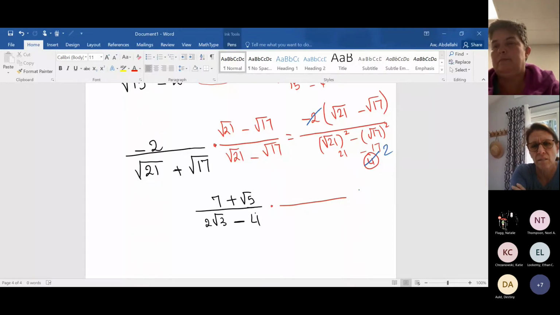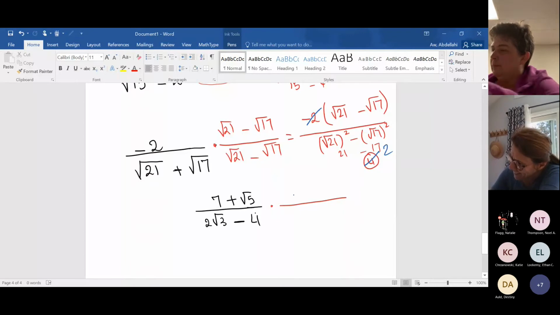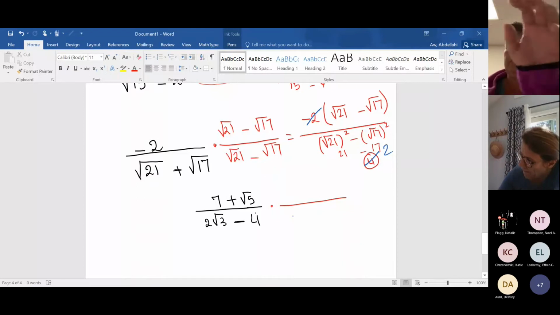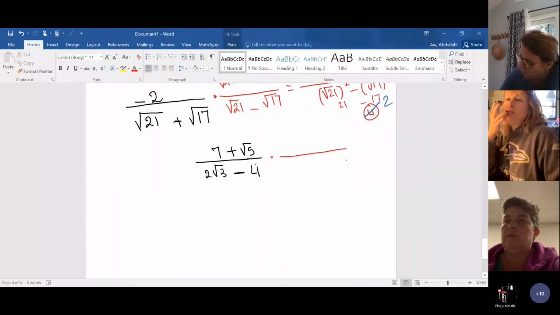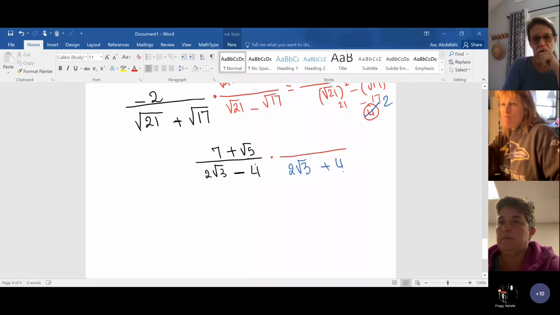Okay. The last example, we have to multiply and divide by what? Can somebody tell me? 2 square root of 3 plus 4. Exactly. 2 square root of 3 plus 4. This is exactly the conjugate.